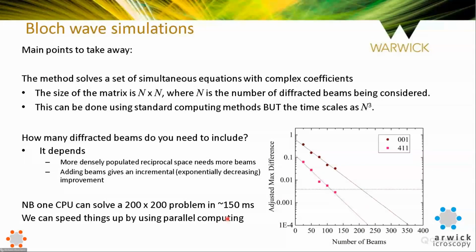Now, each incident beam orientation in a LACBED pattern corresponds to 1 pixel, so we have to do this calculation on a pixel by pixel basis. One CPU can solve a 200 Bloch wave problem in about 150 milliseconds. So when you've got 10, 20,000 pixels in an image, this is getting very slow. So I speed things up by using parallel computing.